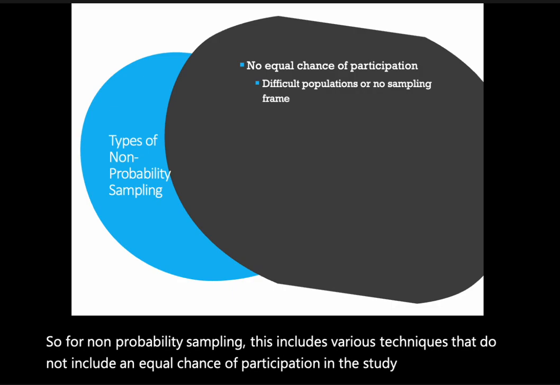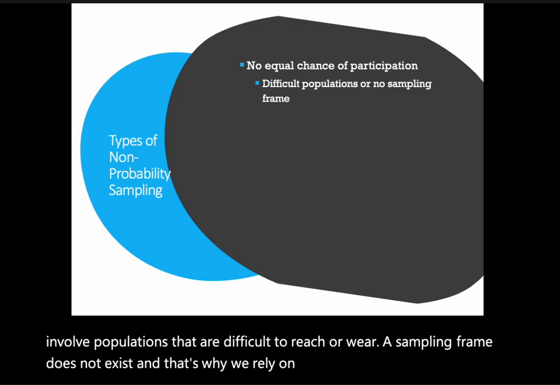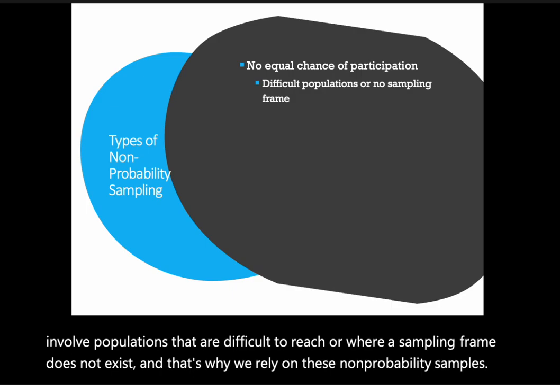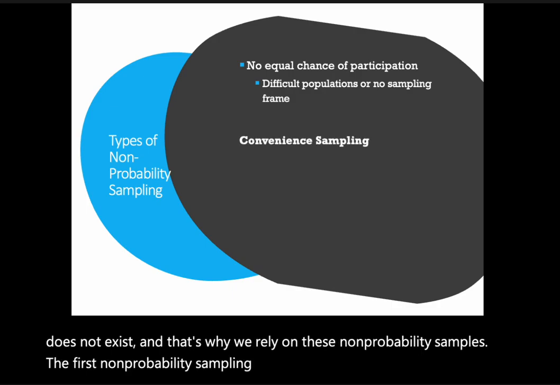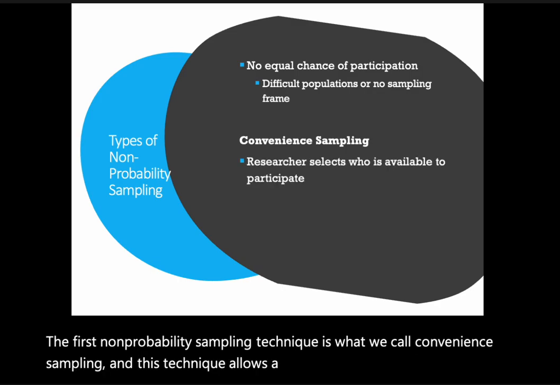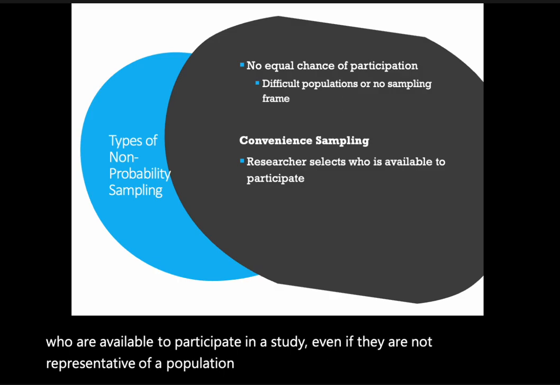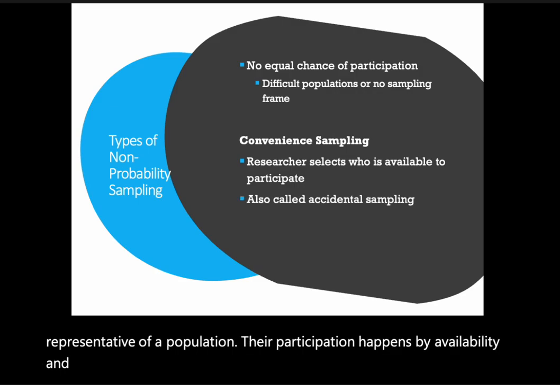They often involve populations that are difficult to reach or where a sampling frame does not exist, and that's why we rely on these non-probability samples. The first non-probability sampling technique is what we call convenience sampling. This technique allows a researcher to select any participants who are available to participate in a study, even if they are not representative of a population. Their participation happens by availability and accident, so it is also called accidental sampling.